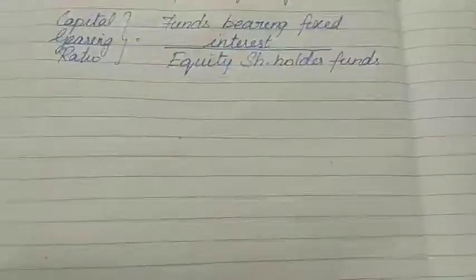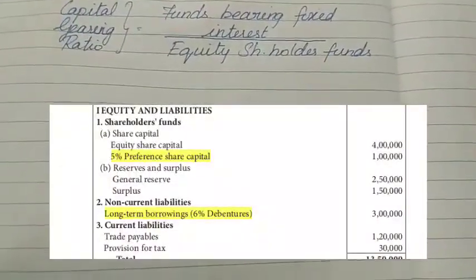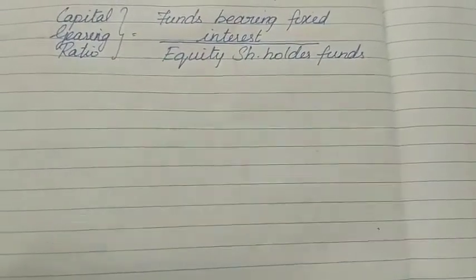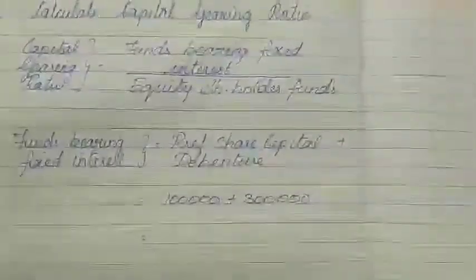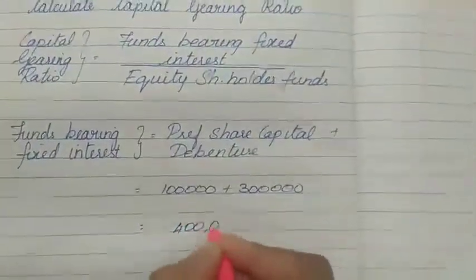So if you look into the sum, funds bearing fixed interest is a 5% preference capital and the 6% debenture which is given over there. So funds bearing fixed interest are the preference capital and the debenture. So when I add it up, I'll get a total of 4 lakhs.